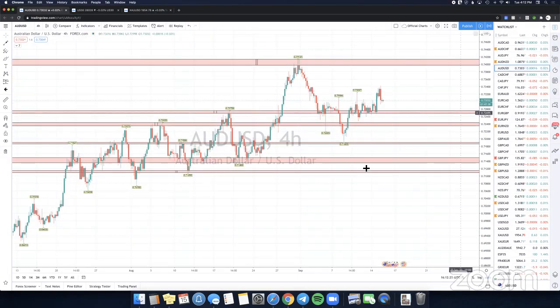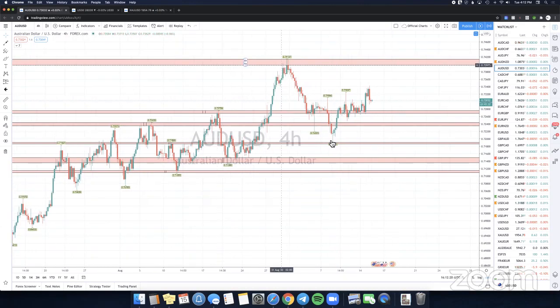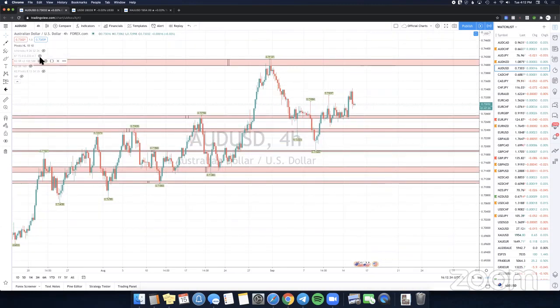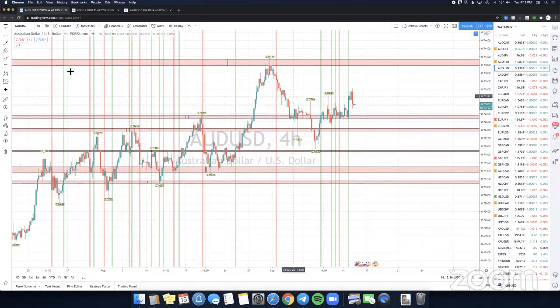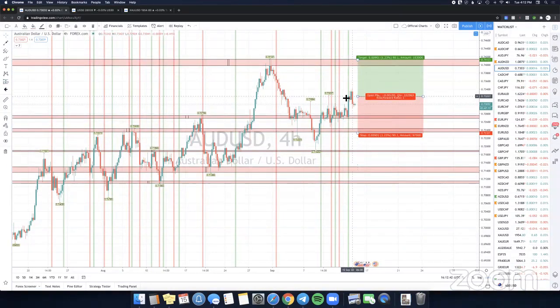So it looks like for AUD/USD, it came down, it rejected off this zone, and then it looks like it's on its way back up. So if I turn on the momentum indicator, it looks like there would be a late entry somewhere around here. But we'll have to wait and see how that ends up playing out.